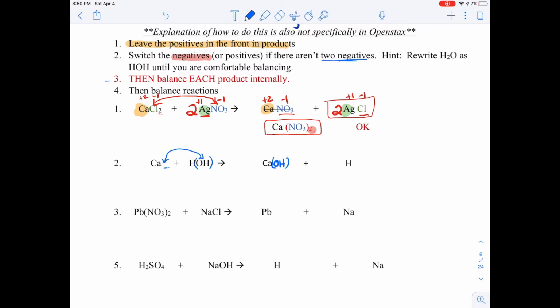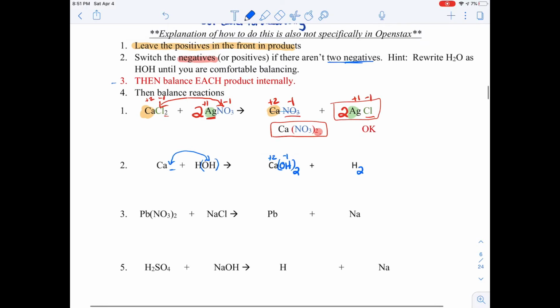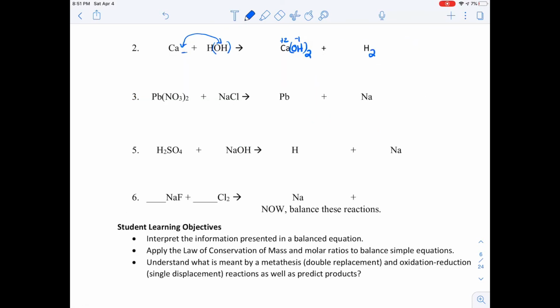Then this step, balance each product internally. So calcium is +2, OH is -1, so I need a total of 2 of those. And then, is everything okay with this H? It's not. This is diatomic, so you might even add in right here, also check for diatomics. Now I'm going to pause, and you go ahead and finish these products.